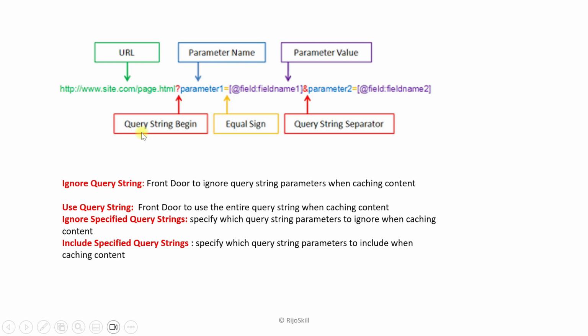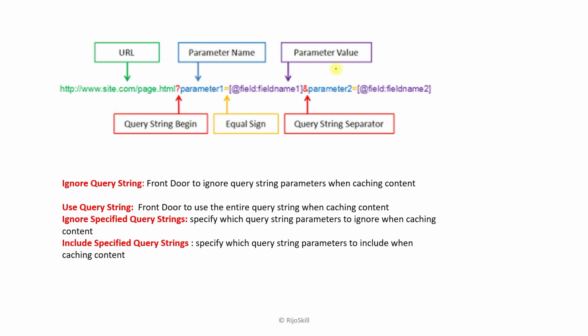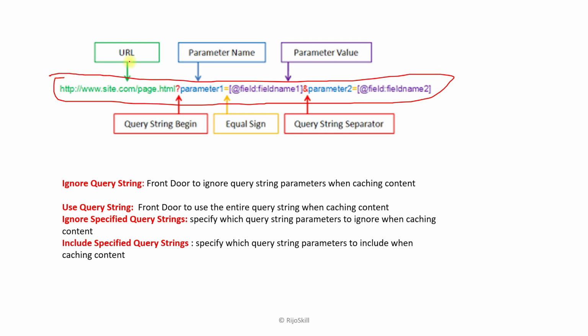So here you can see this is the example of your query string in the diagram: URL, parameter name and parameter value, where the query string begins with a question mark and an equal sign. Ignore query string means the vendor ignores the query string parameter when caching the content. So they will ignore your query string.